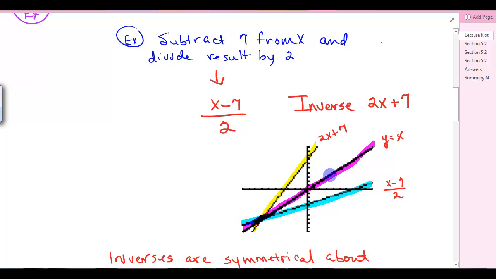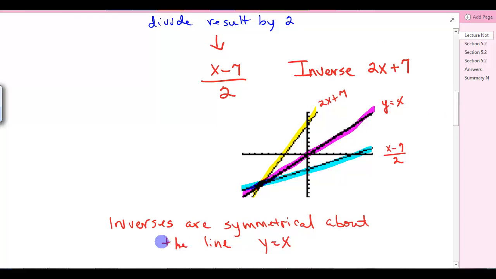This line, y equals x, goes right through the middle, and all inverses are symmetrical about that line. So if you looked at something that was just a graph and you didn't know the equations, you could tell whether they were inverses by seeing whether they were symmetrical about this purple line. So that will be something maybe that we will see in our problems.